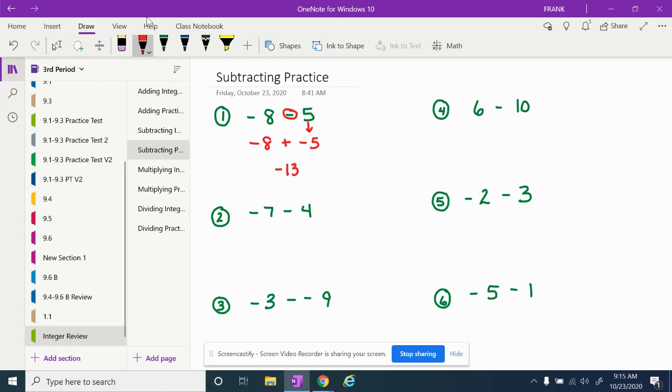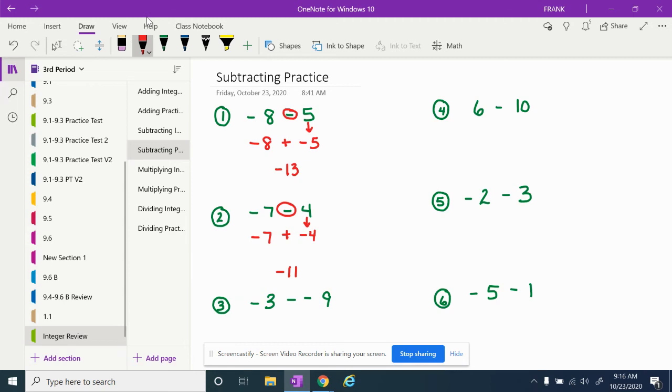Number 2, I have -7 minus 4. Copy, change, change. Once I get it to an addition sentence, notice I again have just negatives. I have 7 negatives plus another 4 negatives, so I have a total of 11 negatives.